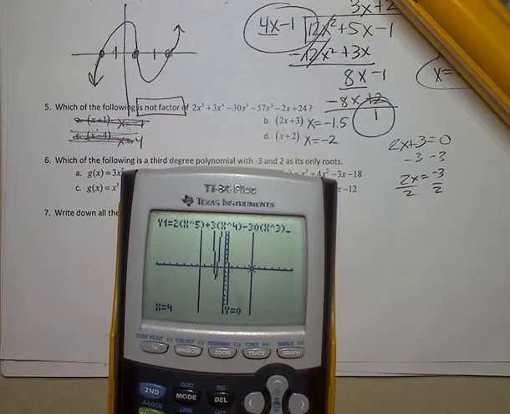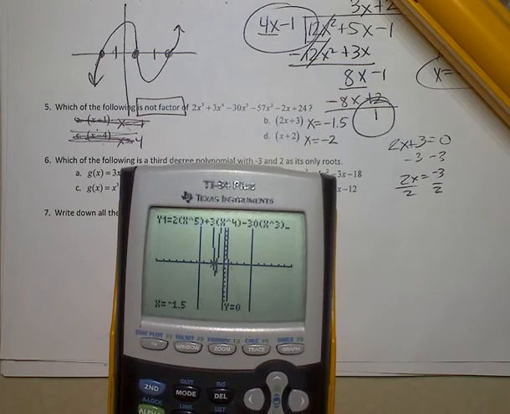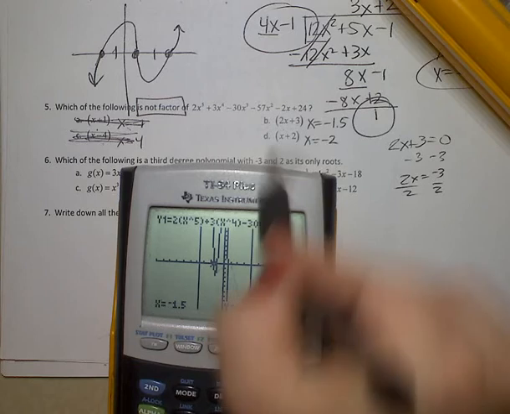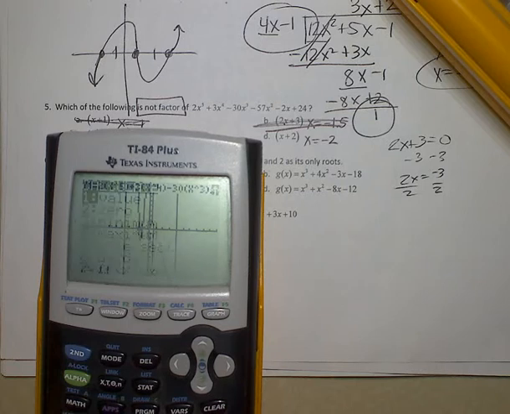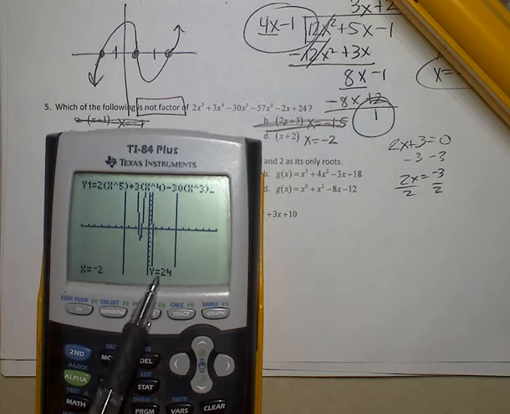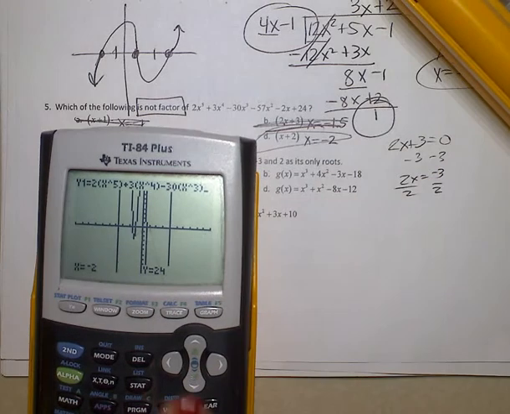Let's track -1.5. -1.5 is an x-intercept. That means this is a factor. And so the answer should be D, but let's check it. Type in -2. We can see -2 is not a factor. So this is not, sorry, -2 is not an x-intercept. So this is not a factor.